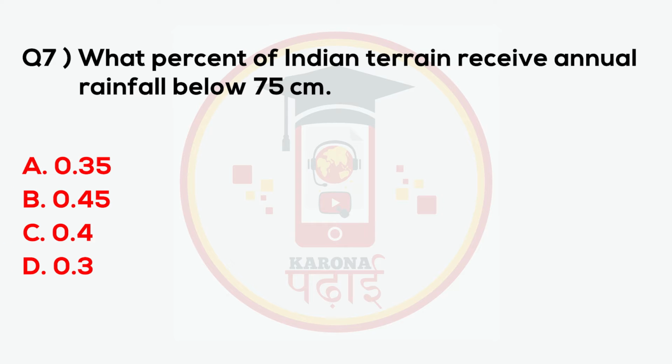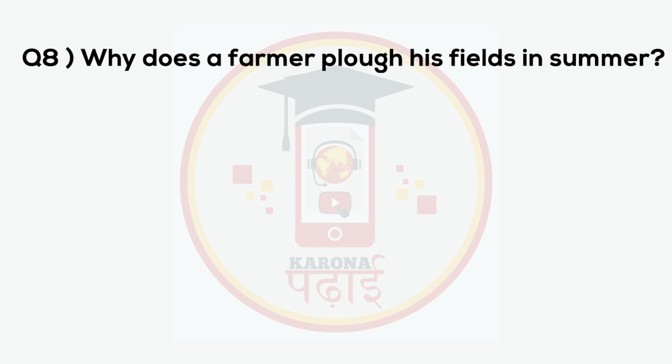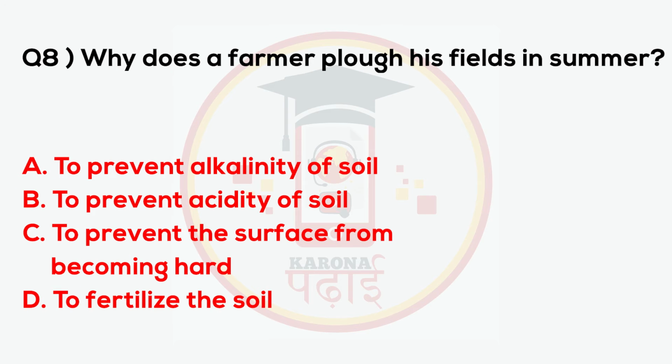What percent of Indian terrain receives annual rainfall below 75 cm? 0.35.